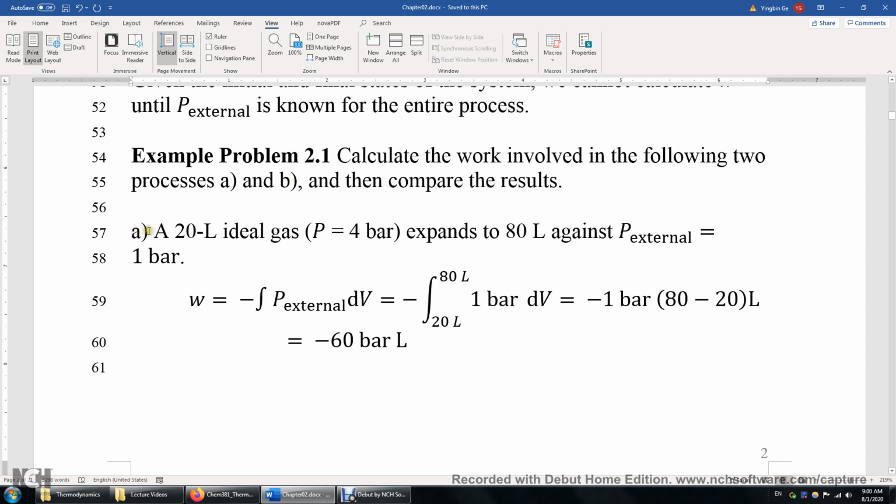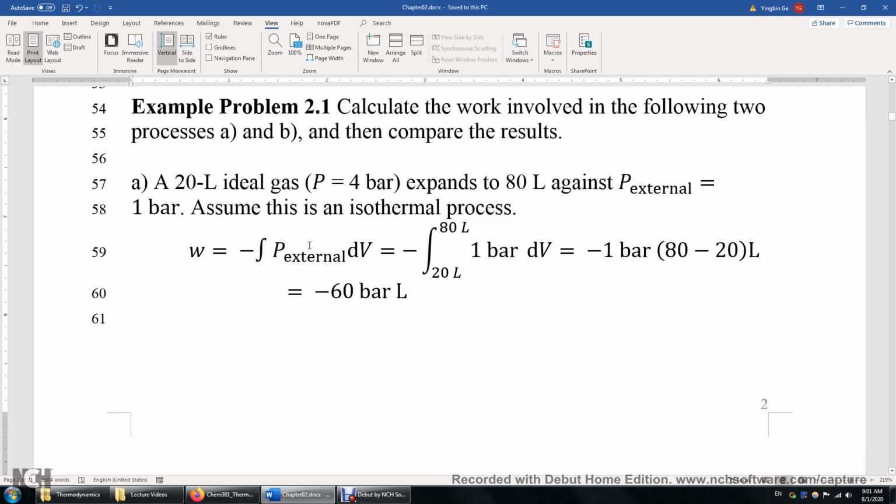First, process A. A 20-liter ideal gas with a pressure of 4 bars expands to 80 liters against an external pressure of 1 bar. I forgot to put another condition here, which is to assume this is an isothermal process. Therefore, you can easily compute the temperature given the number of moles. However, we don't need that information, honestly.